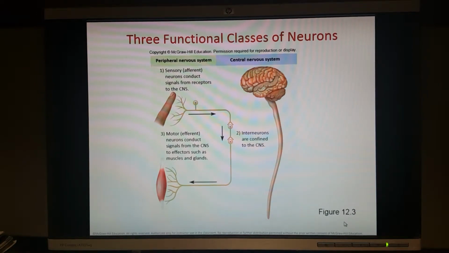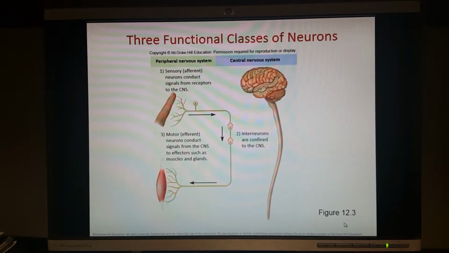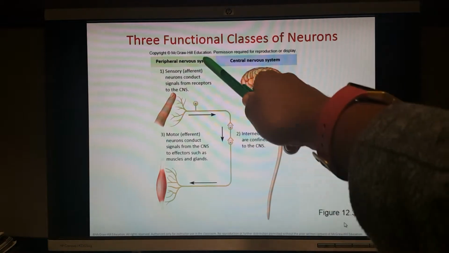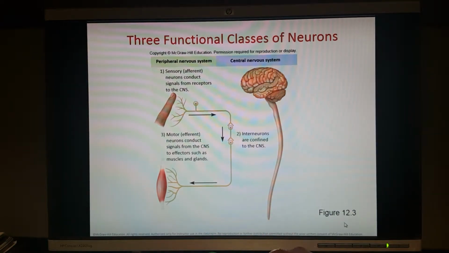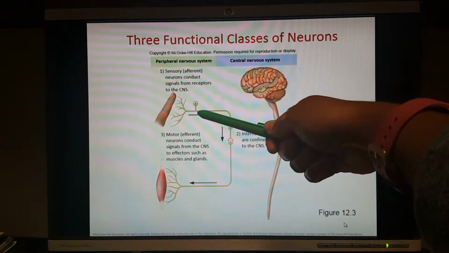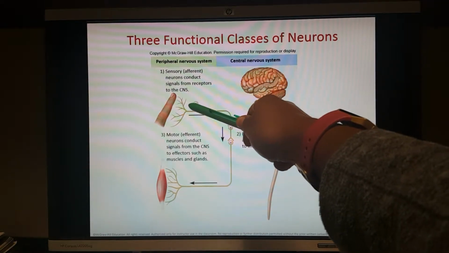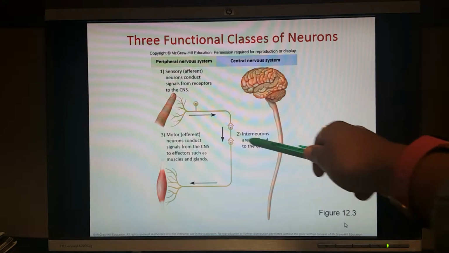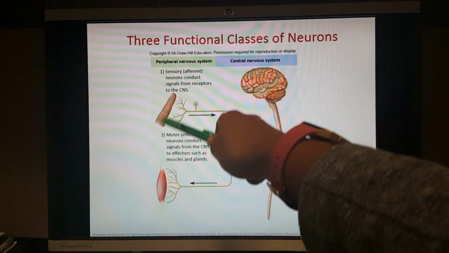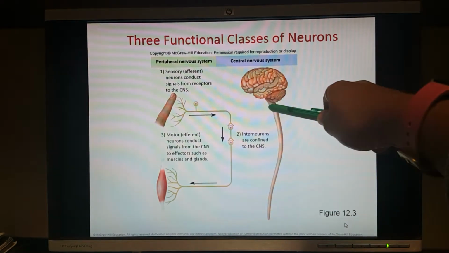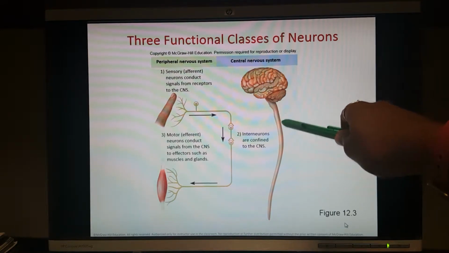Inside your nervous system, there are 3 functional classes of neurons. So going back to our 2 divisions of our nervous system, we have our central nervous system as well as our peripheral nervous system. So starting with our peripheral nervous system, we have our sensory or afferent neurons sending information to the central nervous system. So they receive some kind of sensory information from a receptor, sends it to your central nervous system.